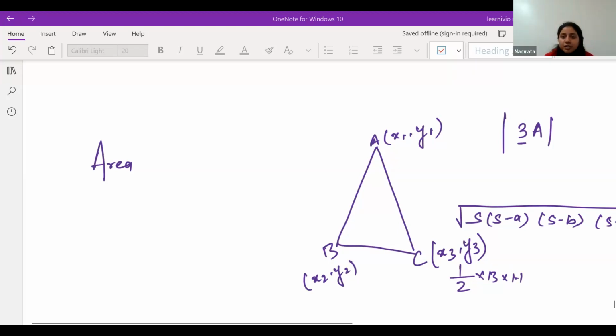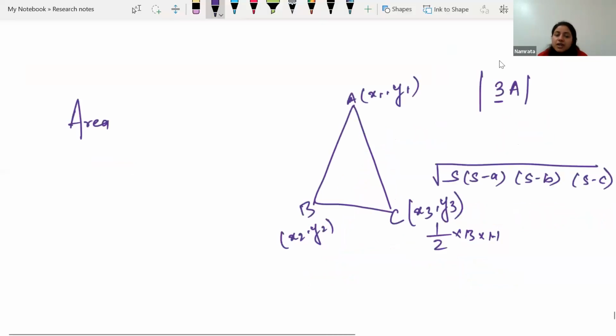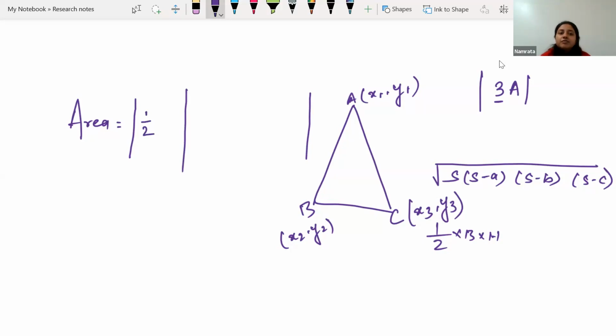Now with the help of determinant we will be able to find the area of this triangle, which is area is equals to, since we are talking about area, it has to be a positive value. We will not say that area is a negative number. So that's why at first we are taking a modulus, so that whatever we get after doing the calculation of area will be a positive number. Modulus of 1 by 2, determinant we will be finding here: x1 y1 1, x2 y2 1, x3 y3 1.